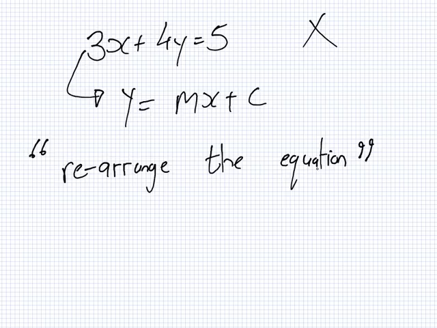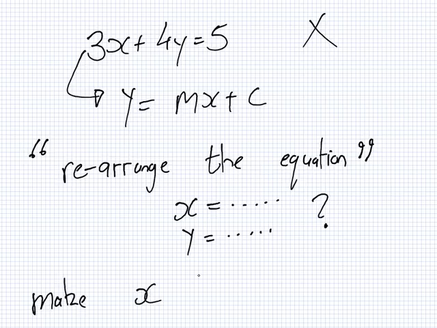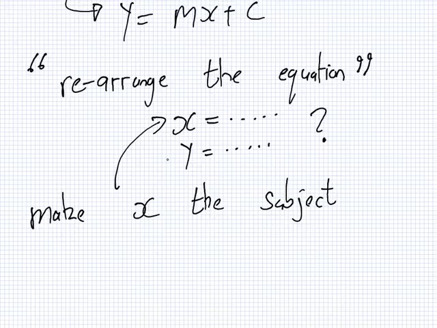Yeah, I think so. Right, now the problem with this verb is it's not clear if I mean make x equal blah blah blah blah or make y equal blah blah blah blah. You don't know which one I mean because I don't say if I want x or y. So to make it clear, what you say is make x the subject. That's for this one. And if you want it this way, you just say make y the subject.